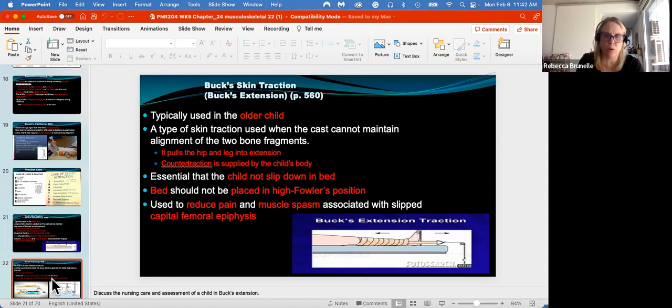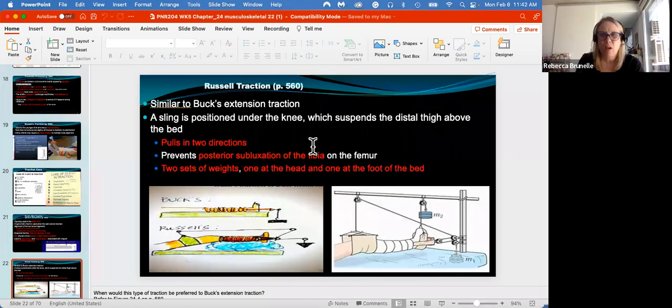And then there's a second one for older kids called Russell. The only difference between Buck's and Russell is that in Russell, they elevate the knee. There's a sling under the knee that pulls it up off the bed, but it's still moving the bone with the weights on the end, so it pulls the bone back into alignment. This is not the best picture. You see in Buck's the leg is on the bed with the weight hanging off. And in Russell, there's a sling around the knee that pulls it up and the weight's still hanging off the end. This is both for older kids, and then the Bryant is for the younger kids.